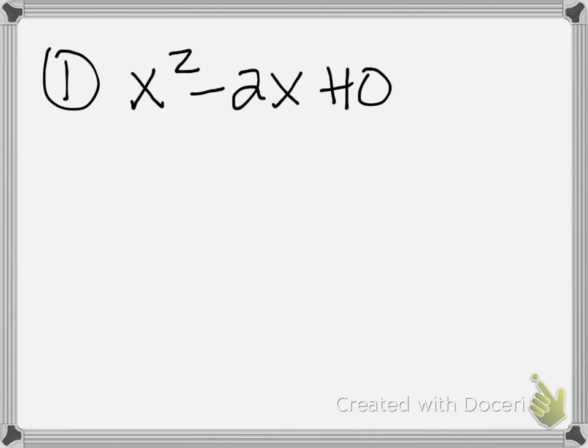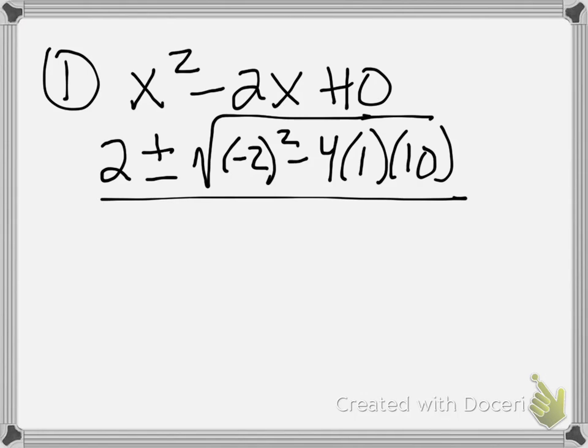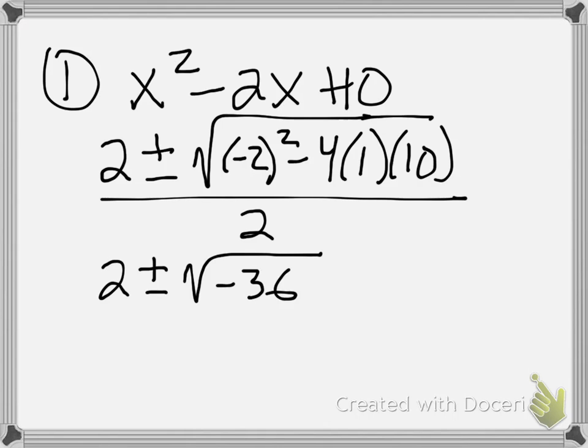So remember, quadratic formula, it's going to be -b, so +2, plus or minus the square root of b squared, so -2 squared, minus 4 times your a times your c, all over 2 times your a. In this case, it would be just 2. So if we simplify what was underneath the radical, -2 squared minus 4 times 1 times 10, we end up getting -36, all over still 2.